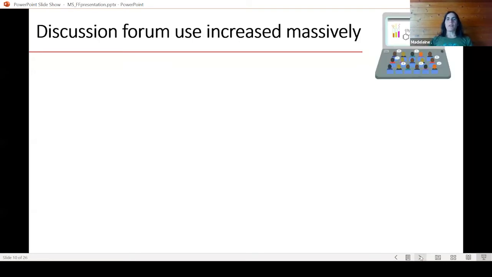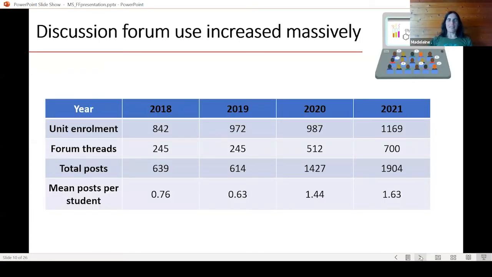Not surprising to anyone, to see this is discussion forum posts on our learning management system. So these students were struggling online. You can see between 2018 and 2019, the number of posts per student on the discussion forum was less than 1. In 2020, it shot up, and in 2021, it stayed up.